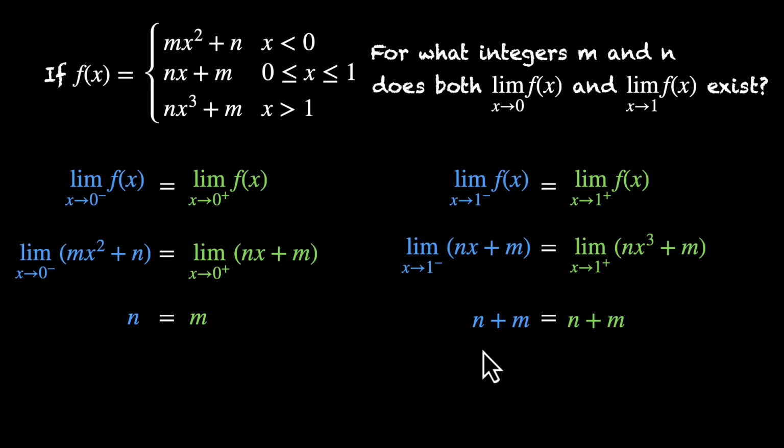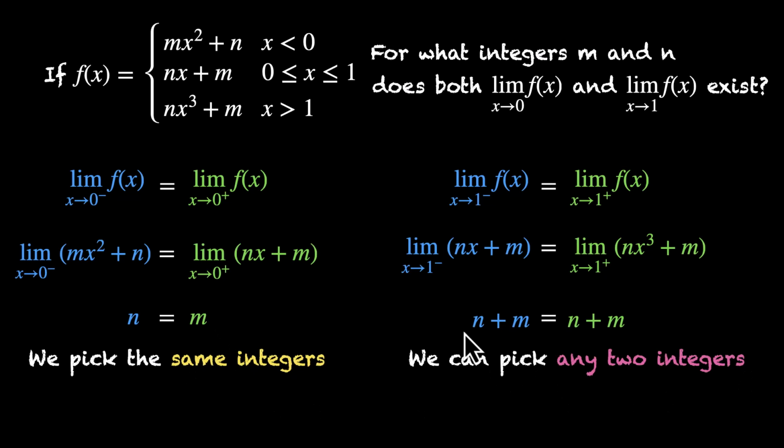What this result is saying is that n plus m is always the same as n plus m, which means you can pick any integer you want. The limit at 1 will exist no matter what the values of n and m are. So in this case, we pick the same integers, n should be equal to m. And in this case, we can pick any two integers, their sum will always be equal to their sum. So this equation will always hold true.